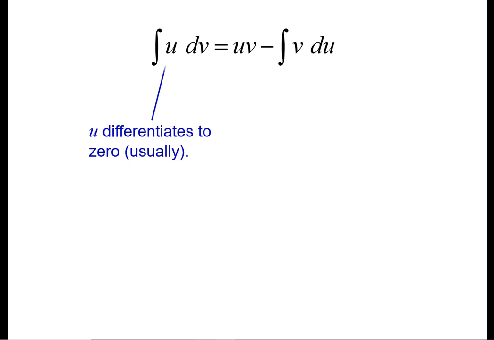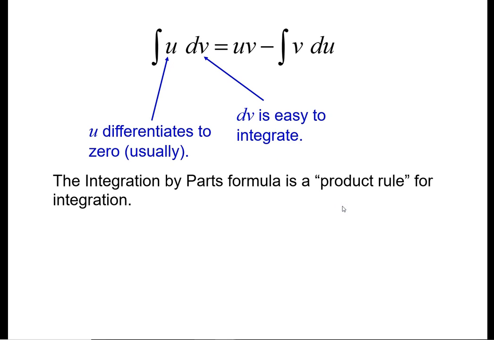So this is the formula again, just rewritten. If we can choose the function for u, if we have two of them to choose from, it's helpful if u differentiates down to 0. We'll talk in a minute about how you want to choose u. You want dv to be something that's fairly easy to integrate. So this is sort of the backwards version of the product rule for integration.